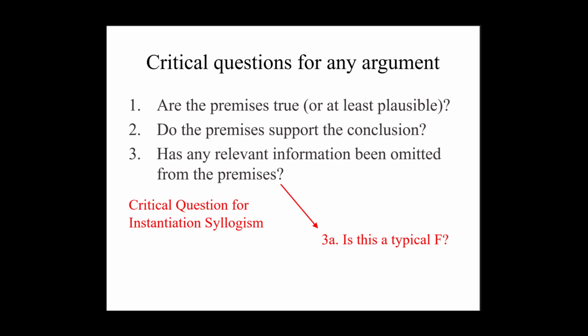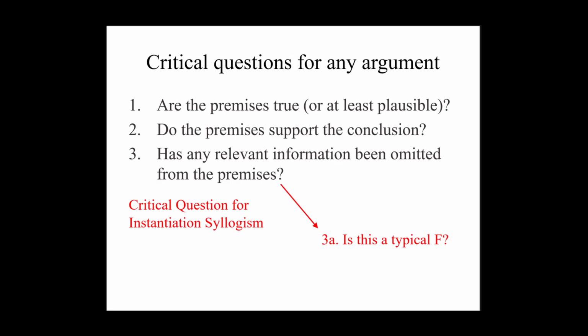For instance, at the start of this, I gave the argument that 90% of Americans own cell phones. Clint Yoder is an American, therefore Clint Yoder owns a cell phone. Well, suppose there's some hidden information there that Clint Yoder is Amish. Suddenly, that argument no longer works very well because the individual is no longer a typical example of the generalization.